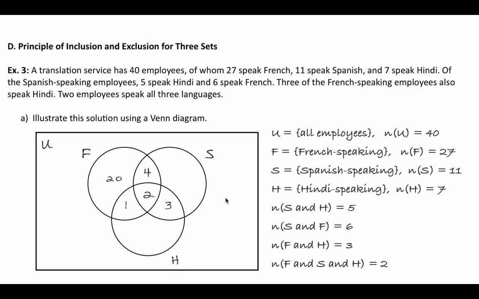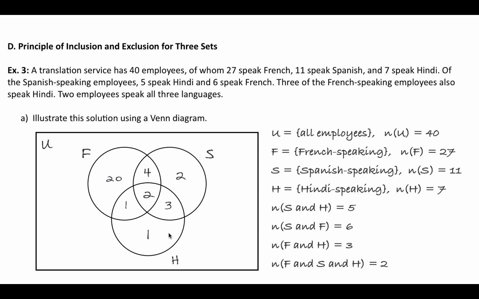Same thing for the Spanish-speaking employees. There are 11 of them that represent this circle here. Now we've already placed 9. So there's 9 people that are already in this circle. So we only need 2 more out here. And last but not least, the Hindi-speaking people. We've placed 3 plus 2 plus 1 is 6. There's only 7 of them, and so we place 1 out here. That's right. Are we done?